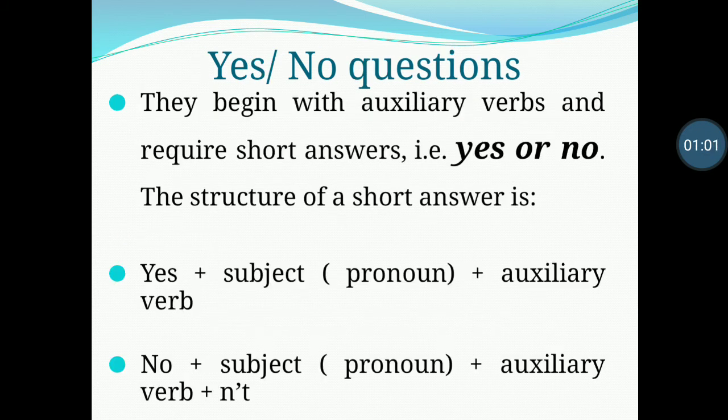When we ask a yes or no question, we may get yes or no. If the expected answer is very short, this is the structure of the yes or no question's answer: yes plus subject plus auxiliary verb. If the expected answer is no, the structure is no plus subject plus auxiliary verb plus not.